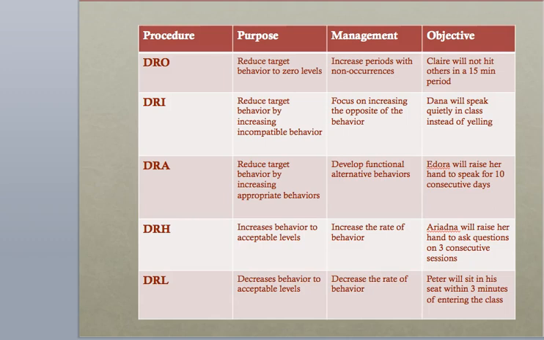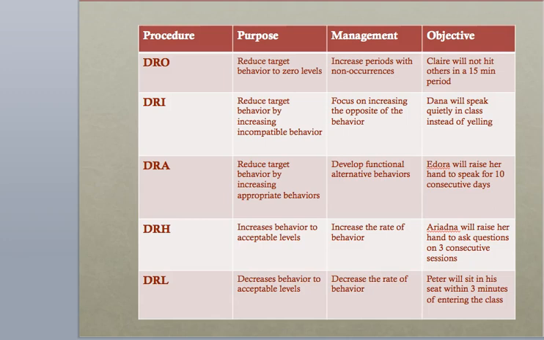The DRA is developing functional alternative behaviors. So here Adora will raise her hand to speak for 10 consecutive days in hopes that it will then pick up and become an appropriate behavior. With the DRH, we're increasing the rate of the behavior, and so here Ariadna is expected to raise her hand to ask questions on 3 consecutive sessions. We want her asking more questions, not less. We want her engaged more, not less. And so we want to raise her activity level in terms of asking questions.